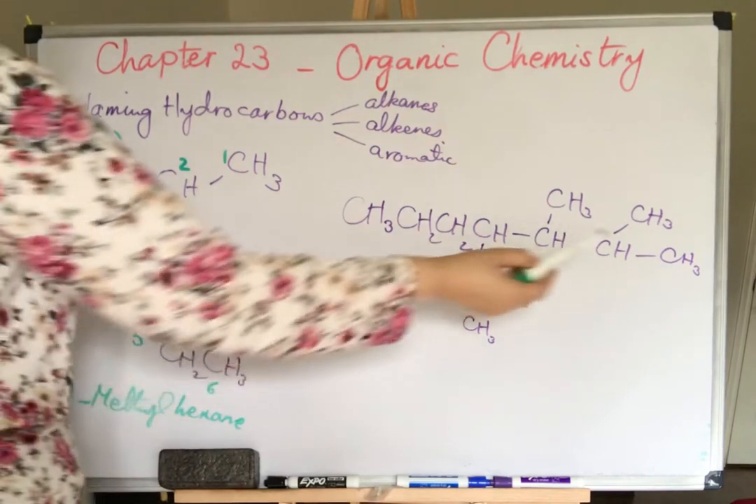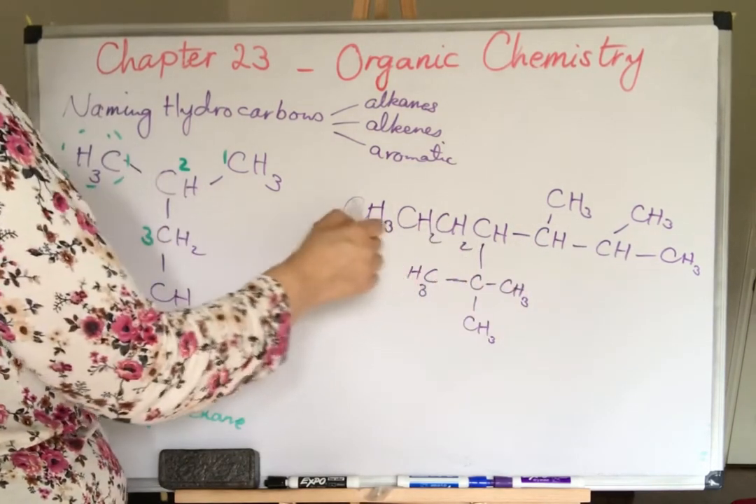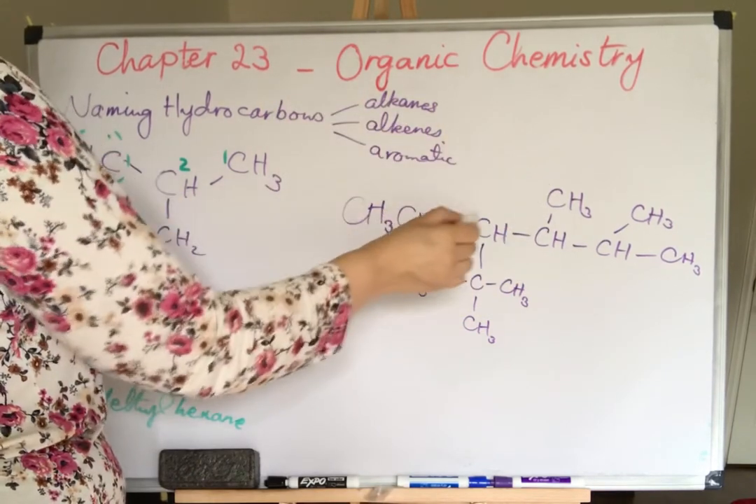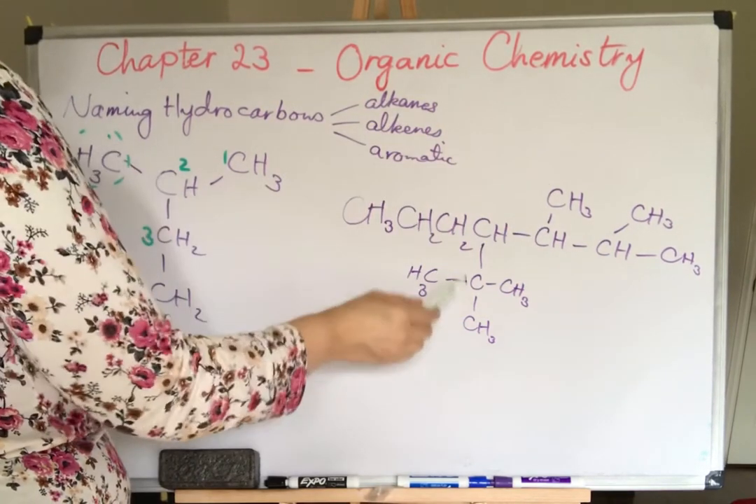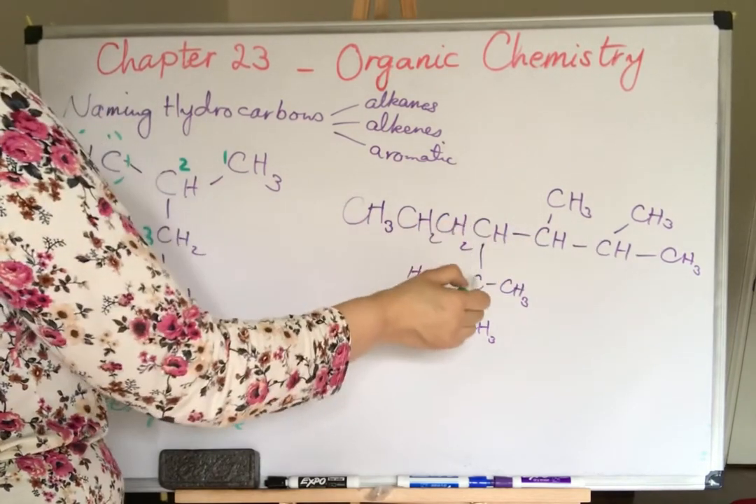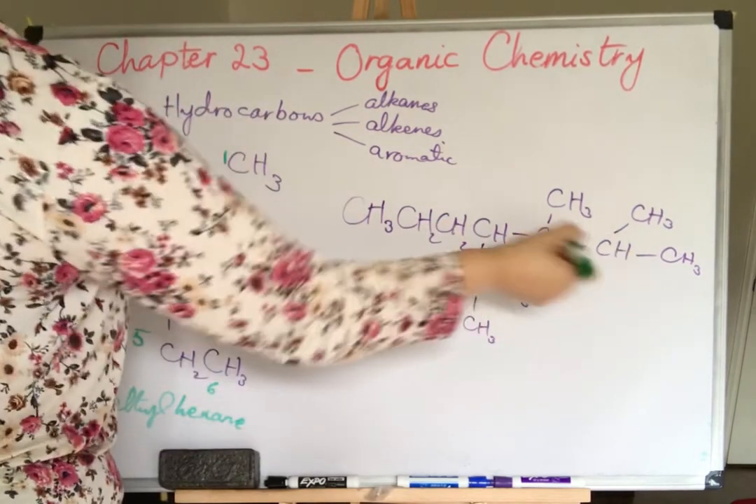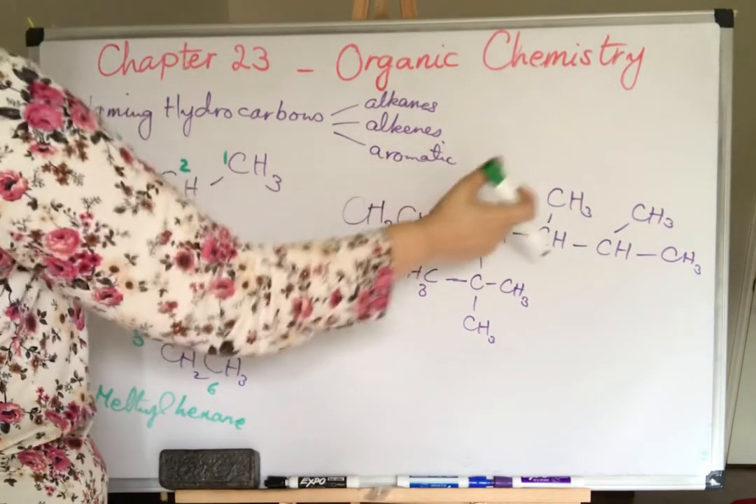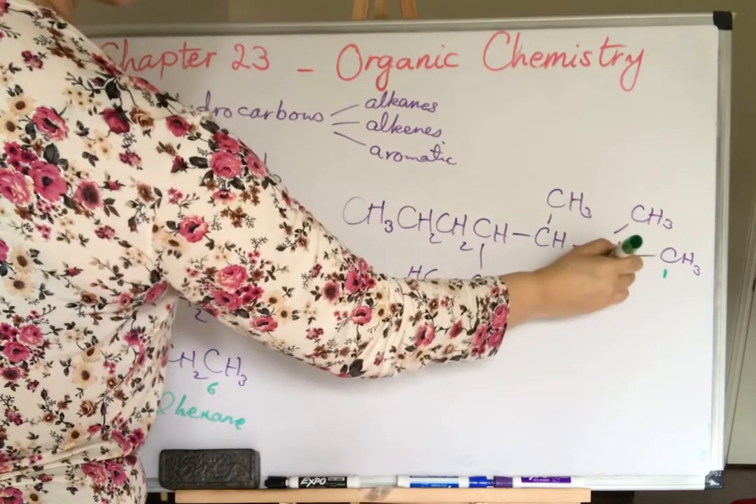Seems like we have 1, 2, 3, 4, 5, 6, 7. Other paths only give 6, no. So we have 7 carbons, but left to right or right to left gets to the branch faster.